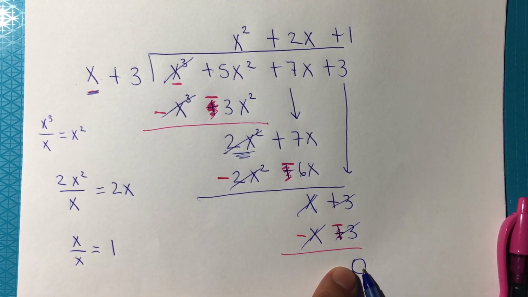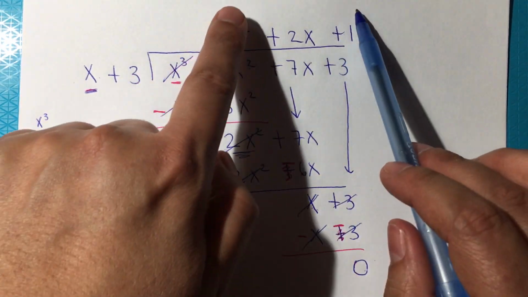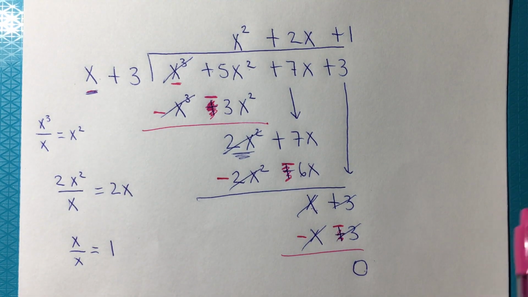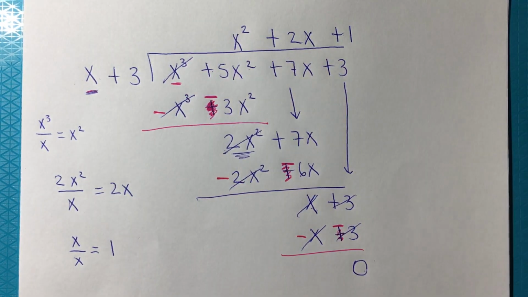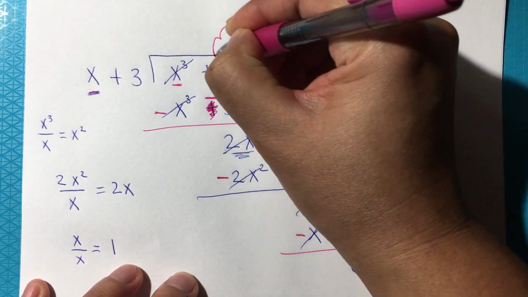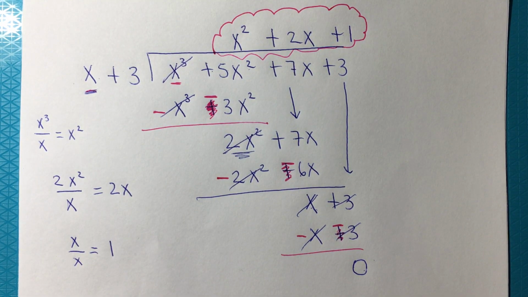When you have a remainder 0, that's when we say that we end up with 2 factors. Okay, 2 factors. But what if they were asking you, is this a factor? And they didn't want you to find this answer. That's the answer. But they just wanted you to find out if this is a factor of x cubed plus 5x squared plus 7x plus 3.